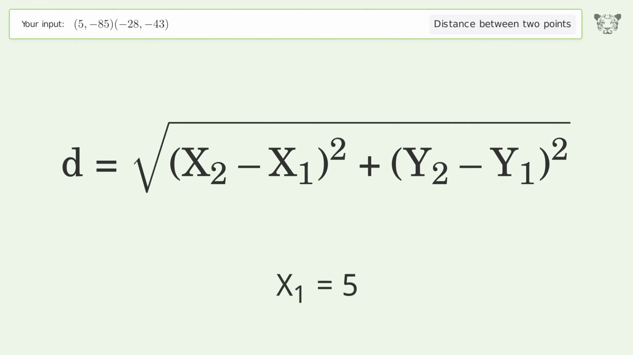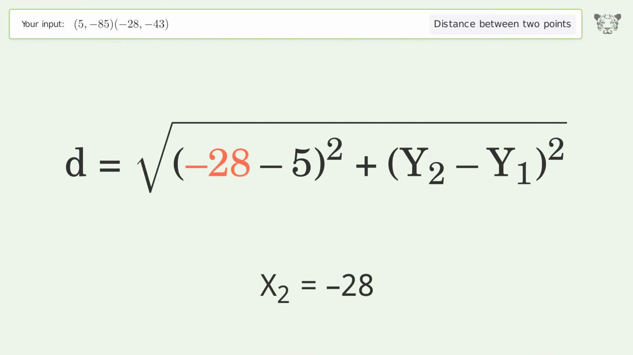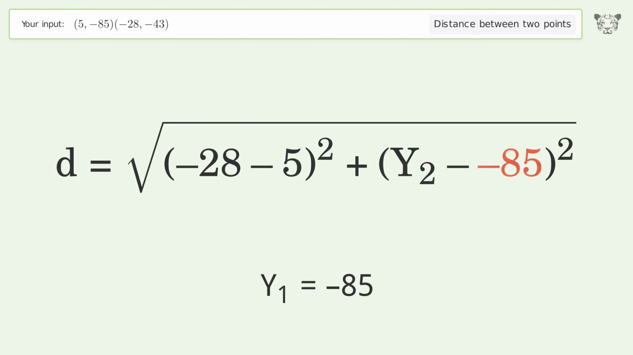x1 equals 5. x2 equals negative 28. y1 equals negative 85. y2 equals negative 43.